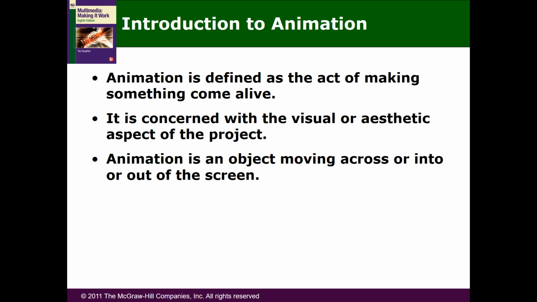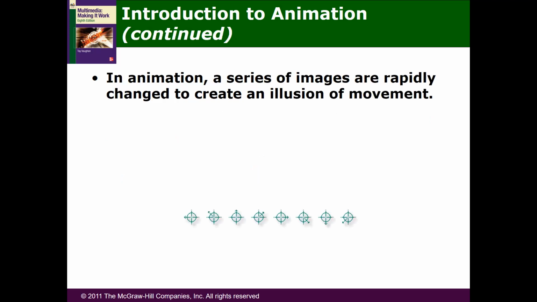Now, it is concerned with the visual or aesthetic aspect of the project. Visual is something that you see. Aesthetic is some sort of movement. Animation is an object moving across or into or out of the screen, as discussed earlier, something that is moving. In animation, a series of images are rapidly changed to create an illusion of movement. So you have one image, you change the stance of the image, and just by showing the changes in the stance of the images in each different frame, you're able to show some sort of movement.